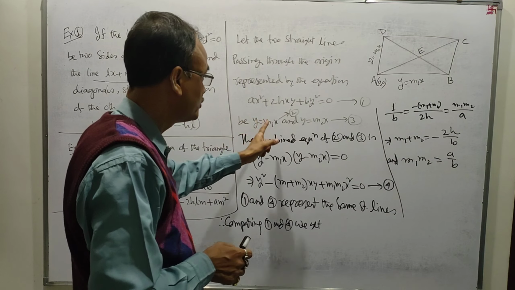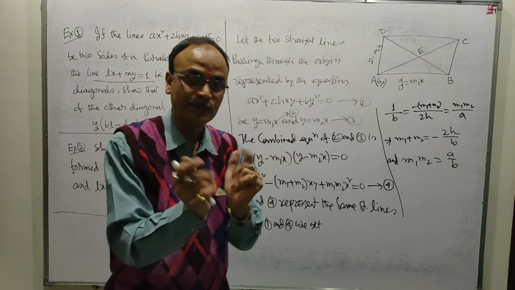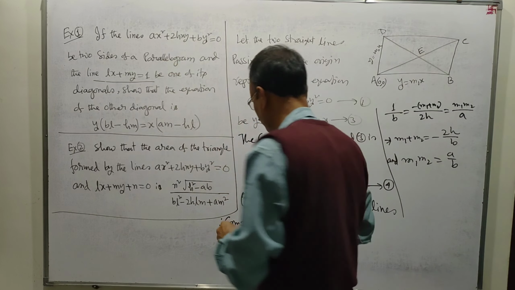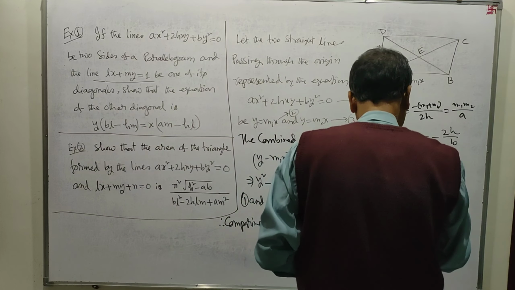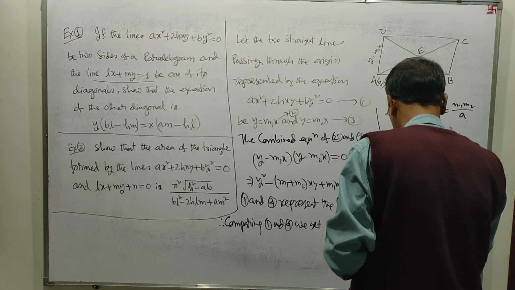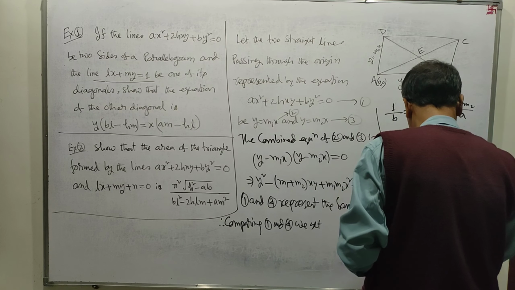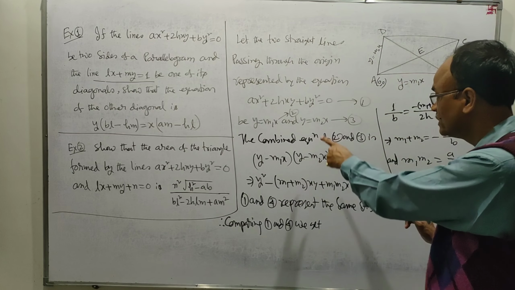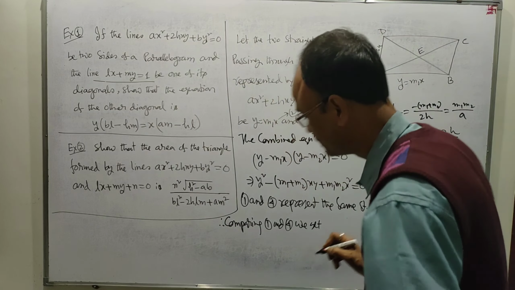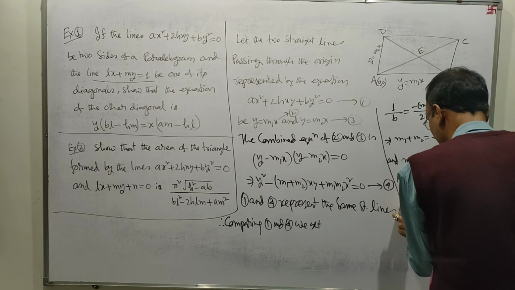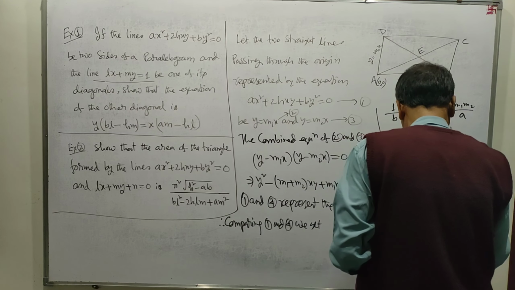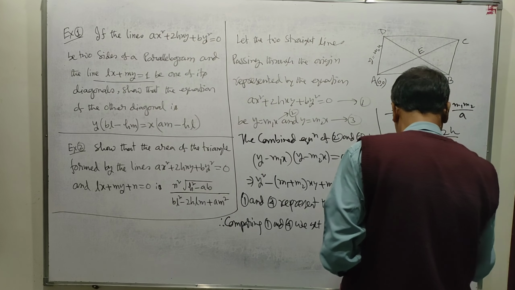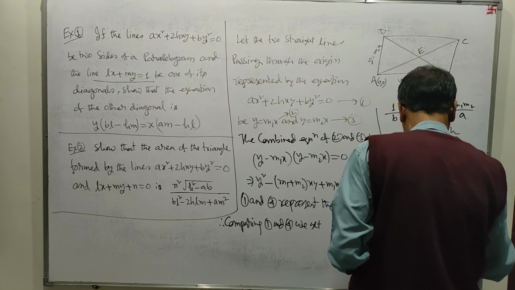Now, since 2 and 3 are two sides of a parallelogram, according to the question. Now the straight lines, not 1 and 2, it is 2 and 3. Straight lines 2 and 3 are two sides of a parallelogram.